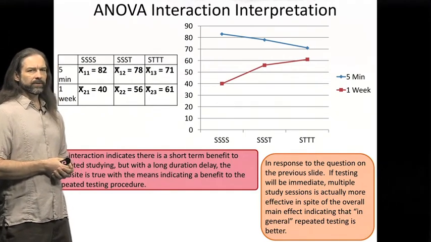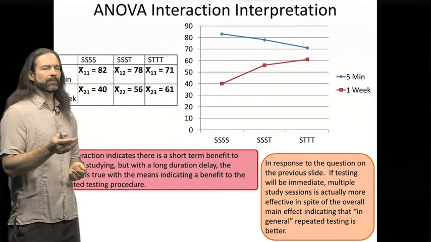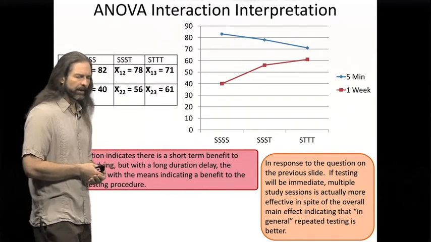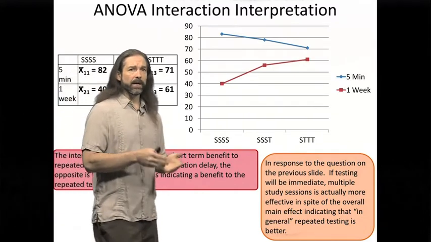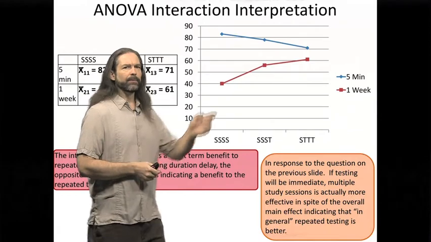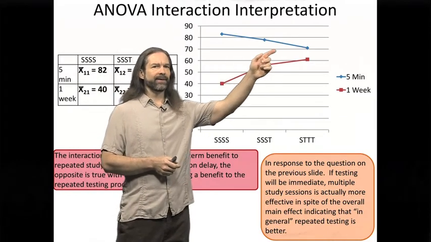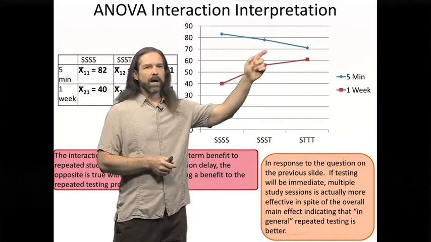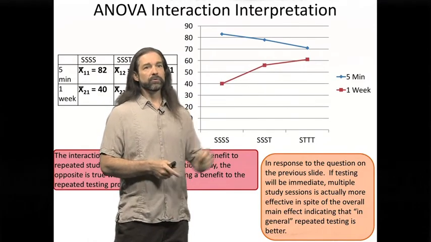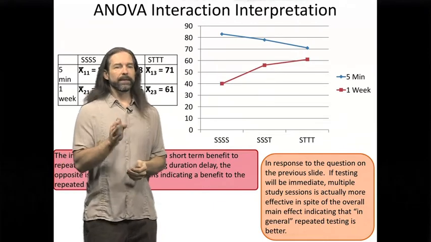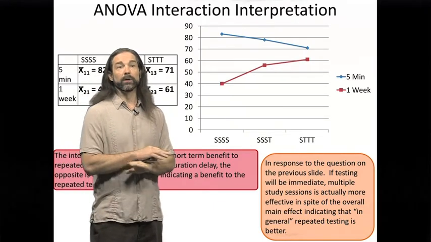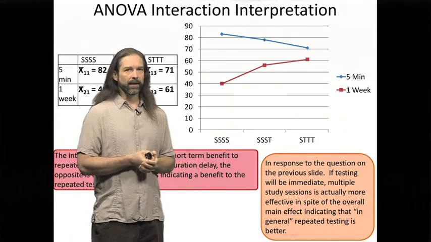So I have plotted each of those individual cells. Remember, we had the main effect of retention delay. How long do you have to hold on to the information? As we look at the graph, it does, across the board, match up with that main effect. What do I mean by that? This line here, the 5-minute line, is higher across the board than the 1-week delay. So yes, it is true: with immediate retention, they are going to do better on that final exam regardless of anything else.